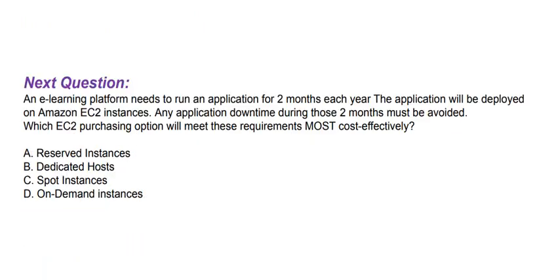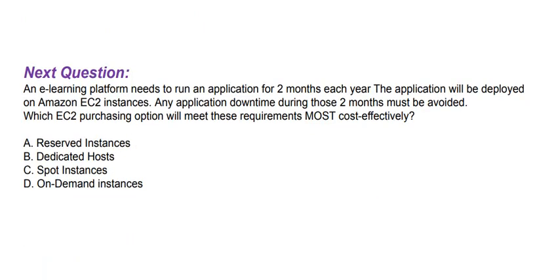Next question is, an e-learning platform needs to run an application for 2 months each year. The application will be deployed on Amazon EC2 instances. Any application downtime during those 2 months must be avoided. Which EC2 purchasing option will meet these requirements most cost effectively? Option A, reserved instances. Option B, dedicated host. Option C, spot instances. And option D, on-demand instances. The correct answer is option D.